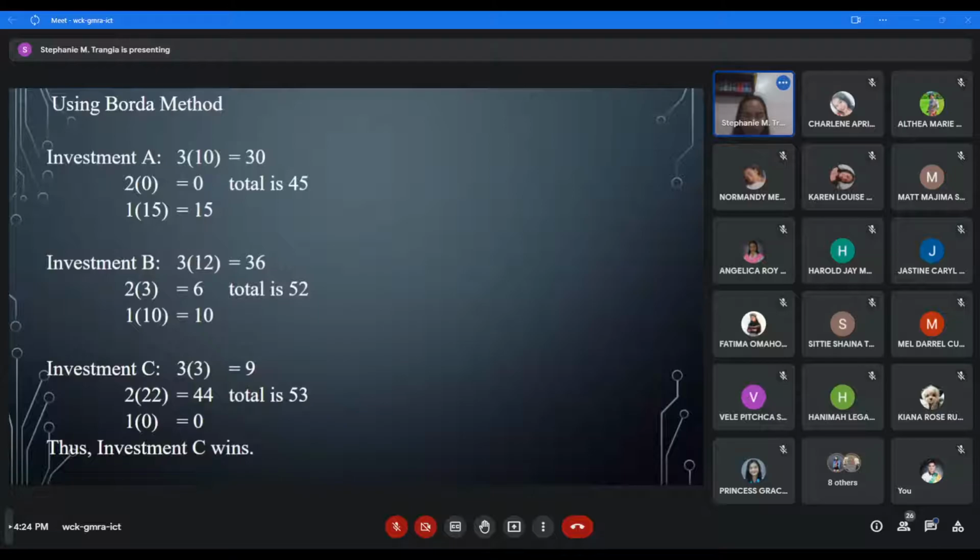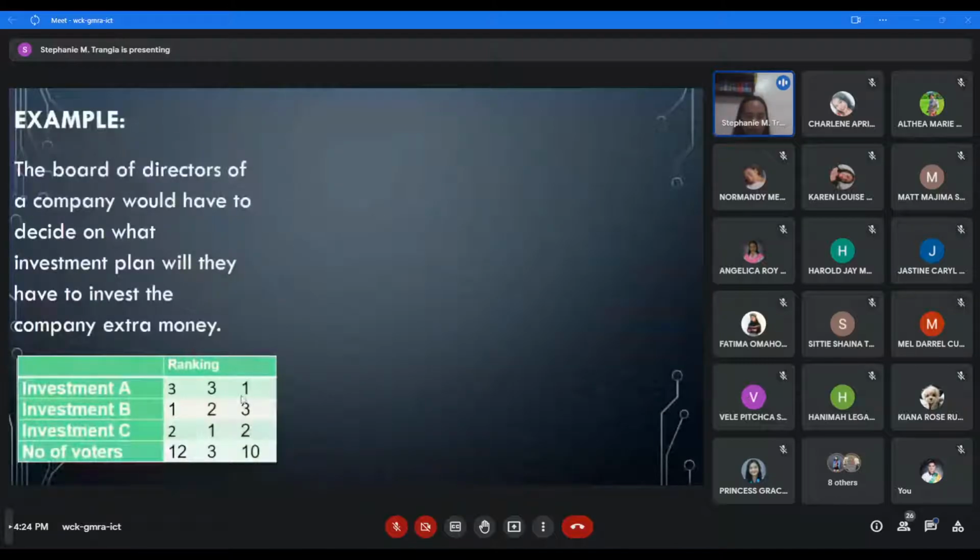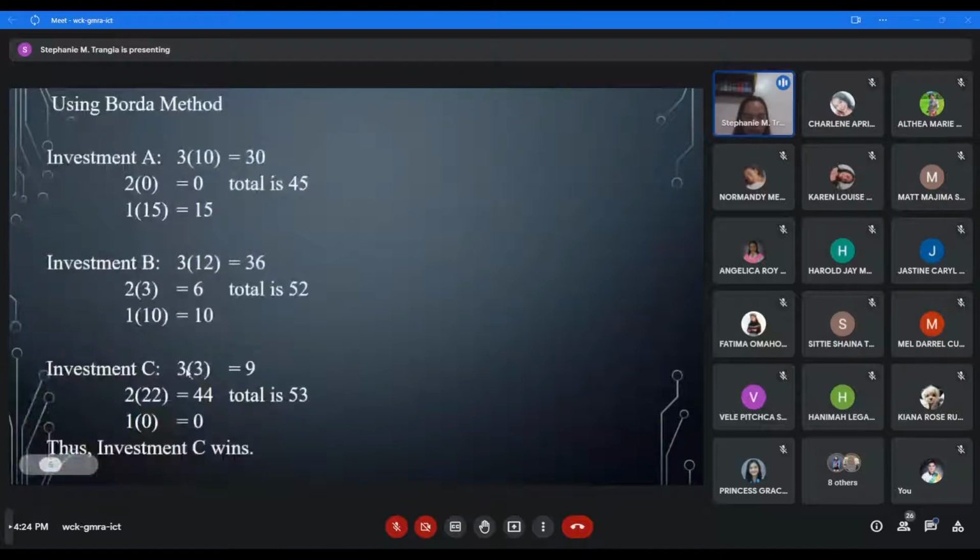So for investment A, 3 times 10. 3 points were given to the first place and there are 10 voters. And then 12 plus 3 for rank 3, so that's 1 point. So you have 1 times 15, so that's 15. So 30 plus 15 is equal to 45.